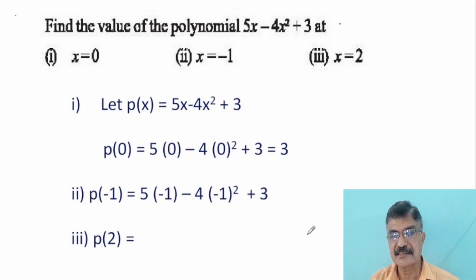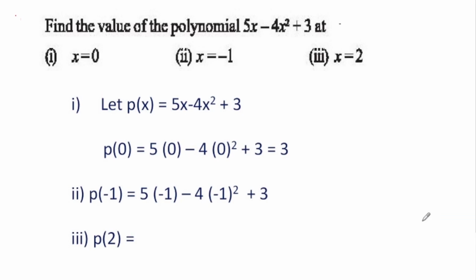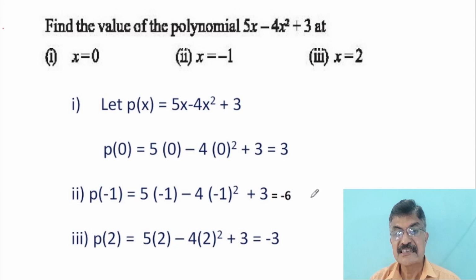What will be the answer? Minus 9 plus 3. Minus 9 plus 3 means minus 6. So this is the answer. p(minus 1) is equal to minus 6, and p(2) is equal to 5 into 2 minus 4 into 2 squared plus 3. The answer is minus 3. So once again I emphasize the point, don't confuse this as p(x) is equal to 5x minus 4x squared plus 3. This is not an equation.